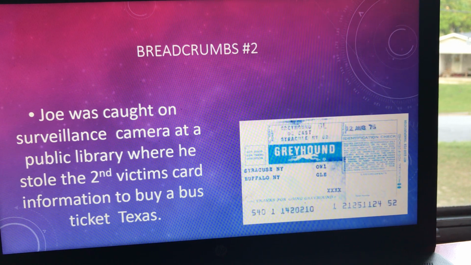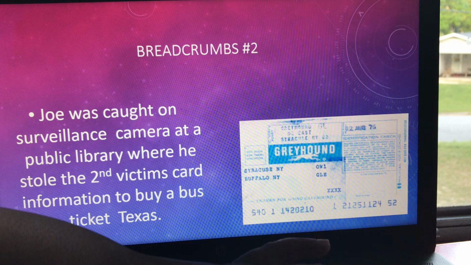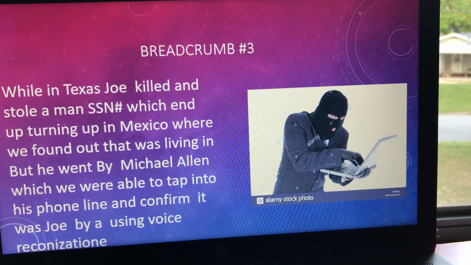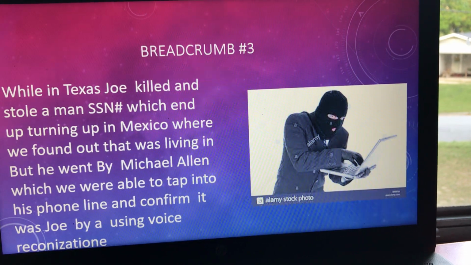And the LAPD sent over the surveillance footage with Joe's information, and that's what led us to find out that Joe bought a bus ticket with the second victim's card, which led us to know that Joe went to Texas. While in Texas, Joe was a few days ahead of us, so we got there kind of late.